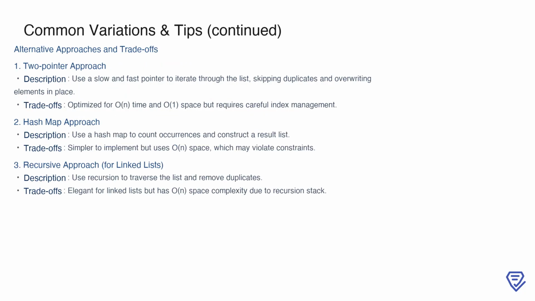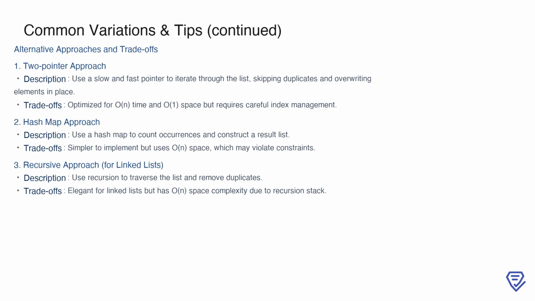There are multiple approaches to solving this problem, each with its own trade-offs. The two-pointer approach is a popular choice. It uses a slow and fast pointer to iterate through the list, skipping duplicates and overwriting elements in place. This approach is optimized for O(n) time and O(1) space but requires careful management of indices to avoid errors. Another method involves using a hash map to count occurrences and then constructing the result list based on those counts. While this approach is simpler to implement, it uses O(n) space, which may violate constraints.